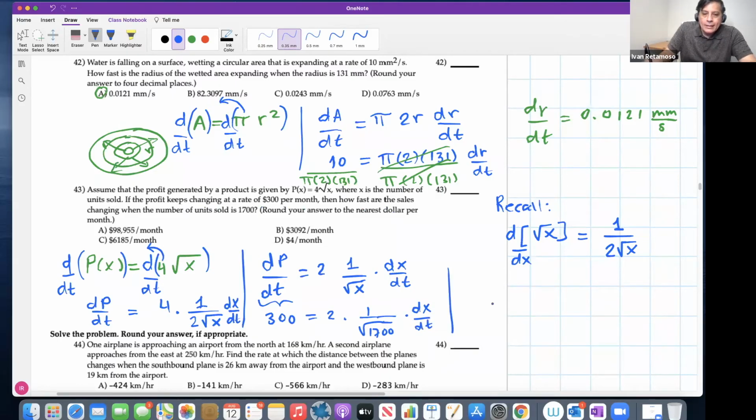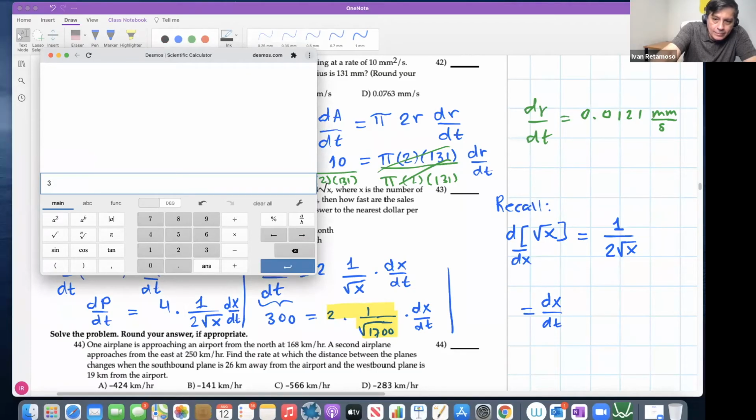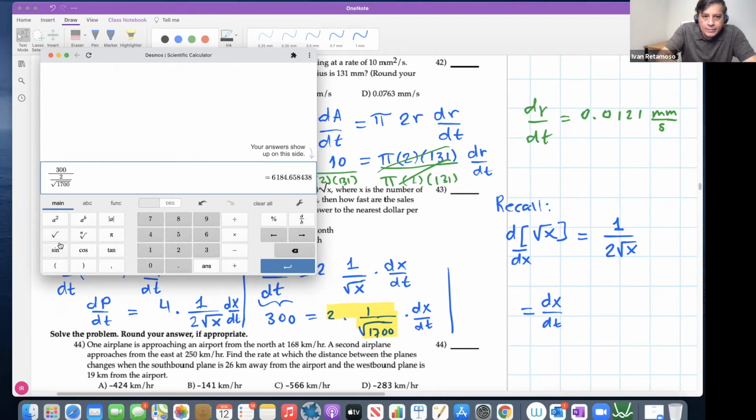We're going to find it. Now, guys, I'm going to be very practical here. What I'm going to do is take this piece as it is and divide it into 300. I will show you now. dx dt equal to what? I'm going to take the calculator, 300 on the top, right? Then we can choose fractional form. And on the bottom, I'm going to write this whole thing: 2 times 1 is 2 over the square root of 1,700, right? There we go.